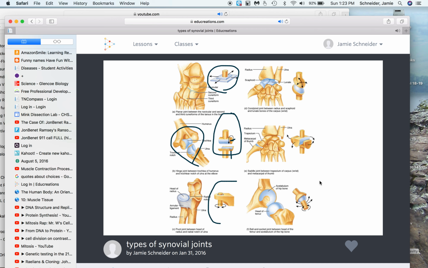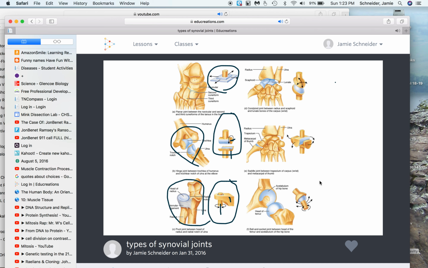Pivot joint goes around in a circle, and it has a rounded end that fits on the top. This right here would be the example of the dens on the axis, the C2 vertebra, going around the atlas, and that is called the atlantoaxial joint. Also, rotational joints are the ones shown right here, which is the radioulnar joint. And those are two examples of the pivot joint.